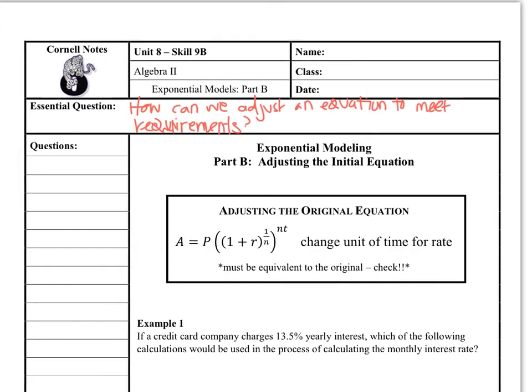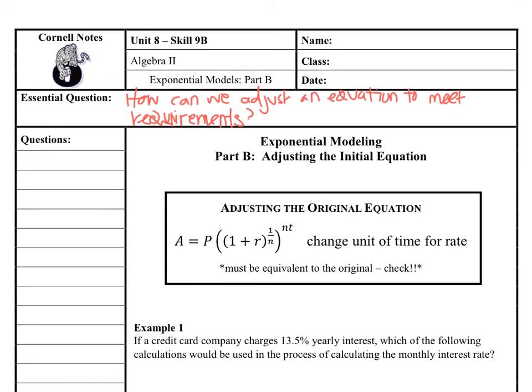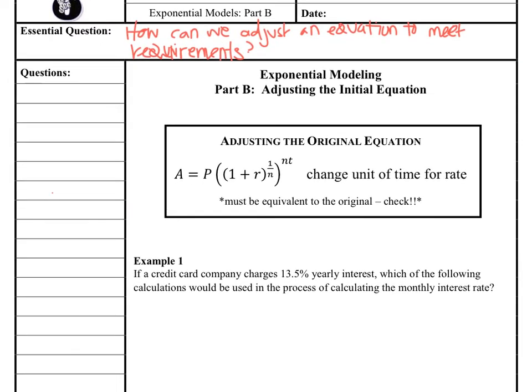Okay, so we're looking at skill 9B. How can we adjust an equation to meet requirements? That's pretty vague, but we're going to adjust an equation that we have written to meet certain requirements. Like maybe it started out as a yearly rate and we need to adjust it to be a monthly rate or a quarterly rate or whatever it happens to be.